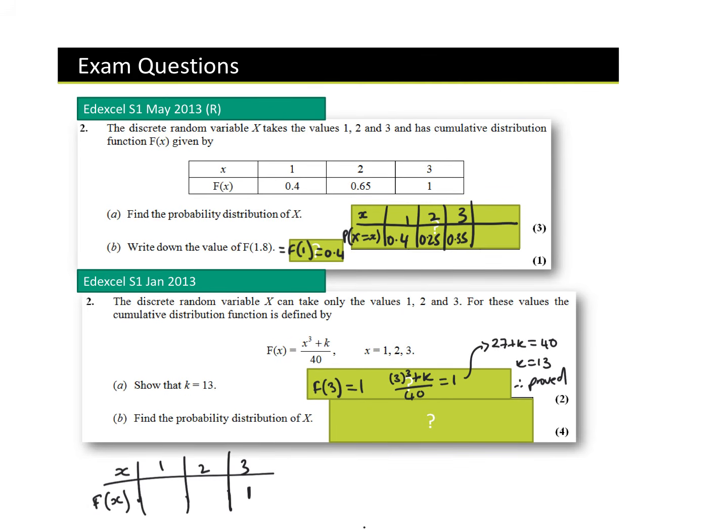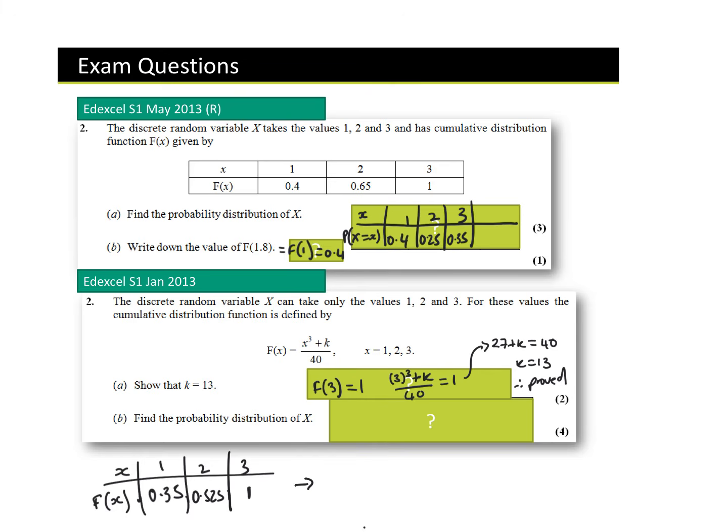14 over 40 is a decimal 0.35. Then when we substitute x equals 2, we're going to get 8 plus 13 is 21 over 40. 0.525. This is our cumulative distribution here.